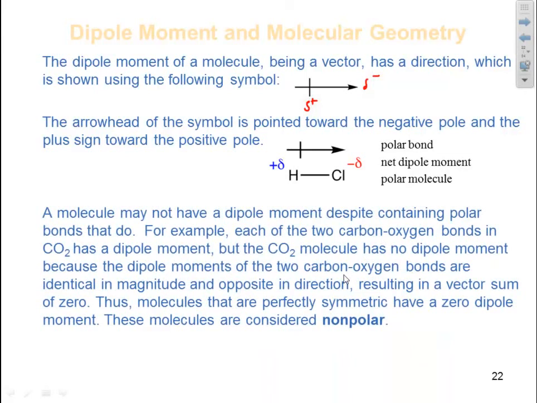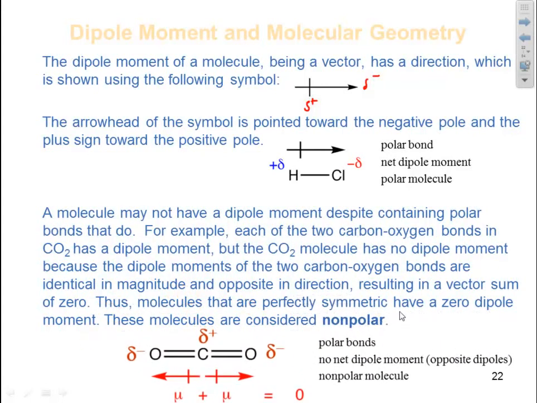A molecule may not have a dipole moment despite containing polar bonds that do. For example, each of the two carbon-oxygen bonds in CO2 has a dipole moment, but the CO2 molecule has no dipole moment because the dipole moments of the two carbon-oxygen bonds are identical in magnitude and opposite in direction, resulting in a vector sum of 0. Thus, the molecules that are perfectly symmetric have a 0 dipole moment. These molecules are considered nonpolar.